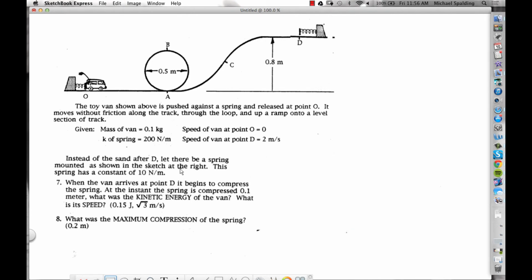So what's the question? So 7, when the van arrives at point D, it begins to compress the spring. You know what, guys? I want to do part 8 first. I think 8, it'll be a little easier to do that. Let's do number 8. What was the maximum compression of the spring?